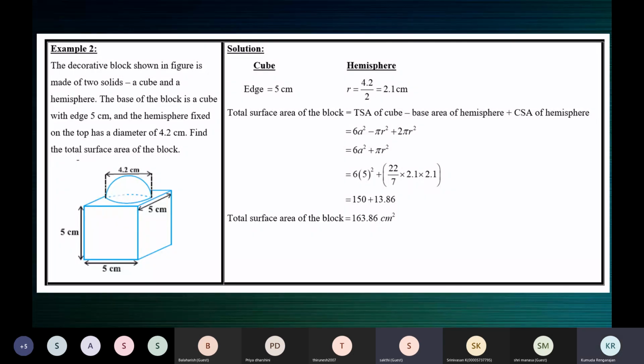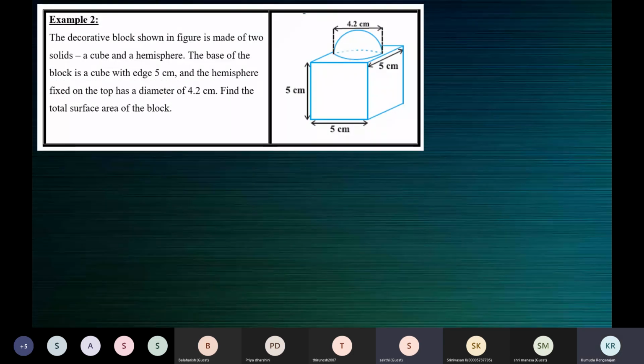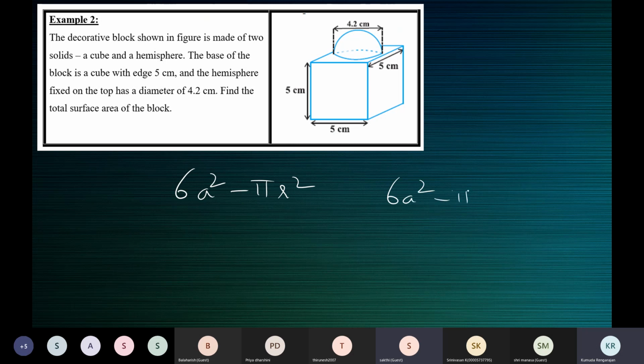Okay, so here I've just done it in a different way. I've taken the area of all the 6 faces. It's the same, children. But on the 6th face, pi r square is not there, so I've subtracted pi r square, plus the CSA of the hemisphere, which is 2 pi r square. So 6a square plus pi r square, same thing.